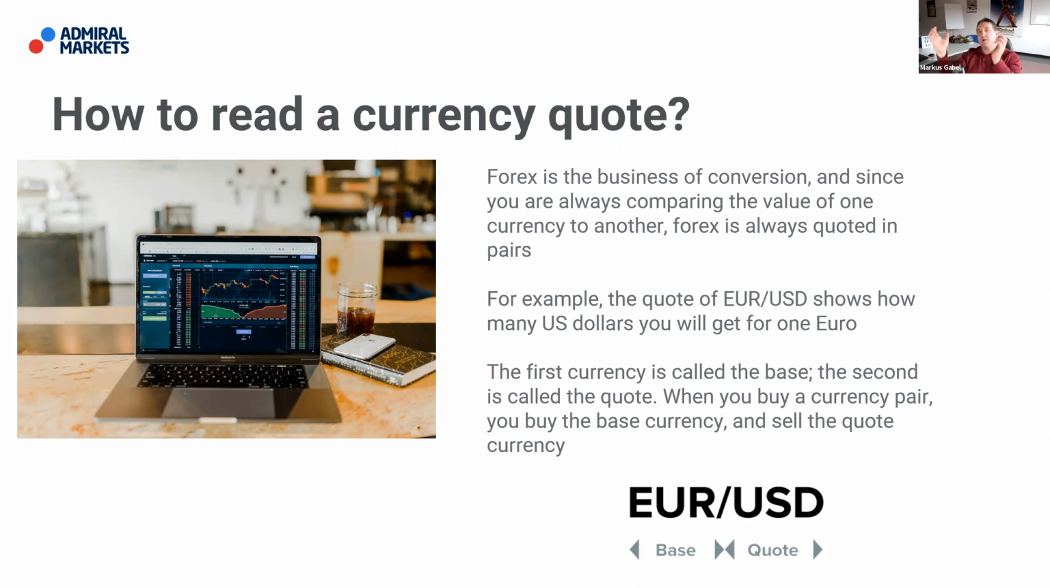And since you're always comparing the value of one currency to another, Forex is always quoted in pairs. You cannot buy only 1 euro. There's another one on the other side. So the quote of Euro USD shows you how many US dollars you will get for 1 euro. So the first currency, in this case, you can see in the slide, is euro, and it's called the base of this currency. And US dollar is called the quote. So always the first name is the base. If you want to trade Aussie Japanese yen, then Aussie dollar is the base and the quote is Japanese yen.